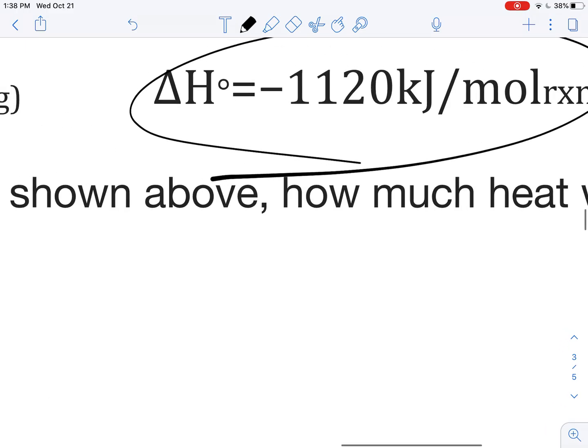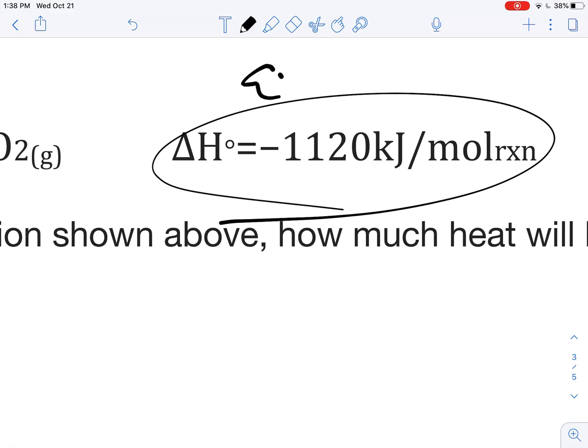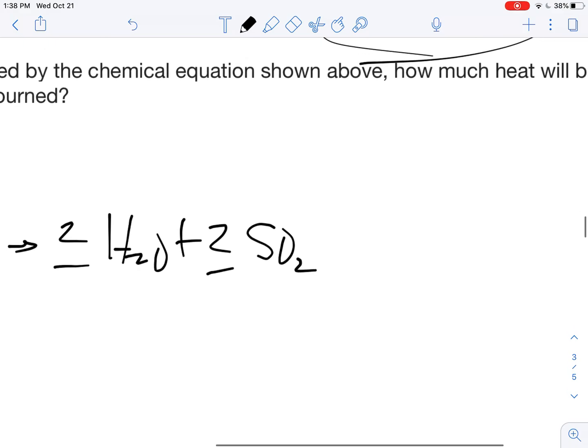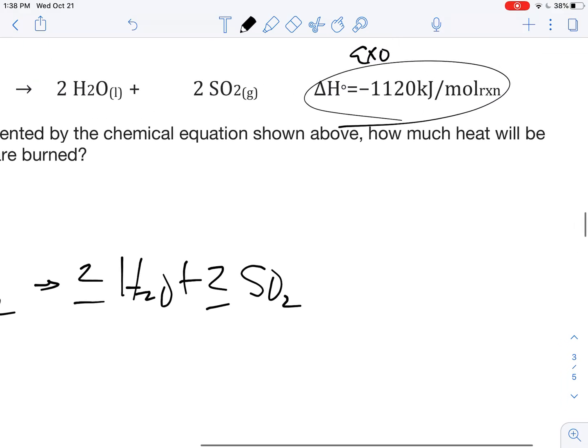Please note that it's negative 1120, so that means it's an exothermic reaction. And if it's an exothermic reaction, that means that energy is being given off, or it is being made, or it is being produced. So if it's being produced, it's going to end up on the products side, or we are making 1120 kilojoules.